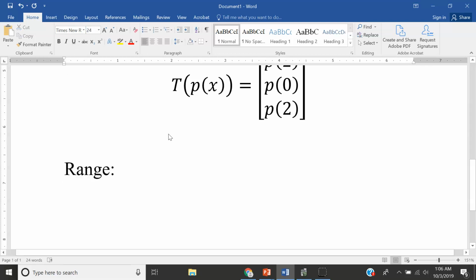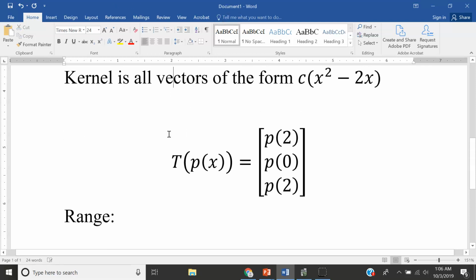So we have our transformation. Now, the nice thing about these polynomials is that if you think about it, what do we want to accomplish here? We want to accomplish something. We're going to get a real number in our first, second, and third entry. Notice that our first and third entry are going to be the same.